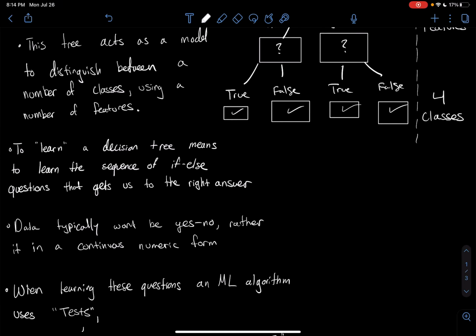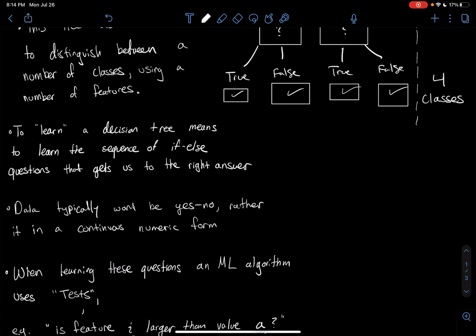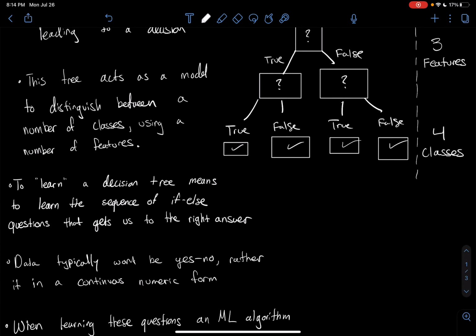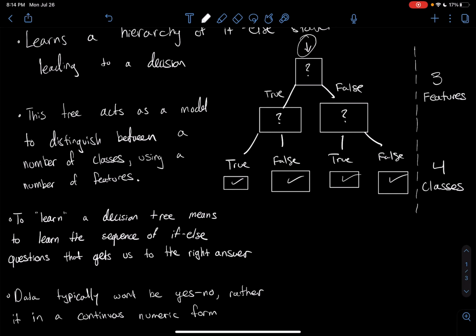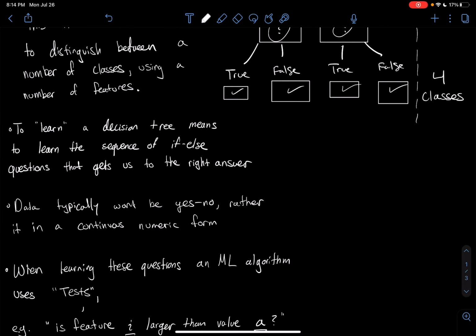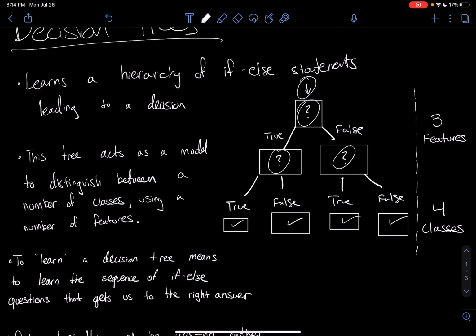Another way you can word this is that to learn the decision tree means to learn the sequence of if-else questions that gets us to the right answer. Every time that we reach one of these decision nodes, we have to ask, is it greater than or less than? Is it equal to or is it not equal to? Of course, your types of problems will change from time to time, and the type of data used to represent your problem will also change.